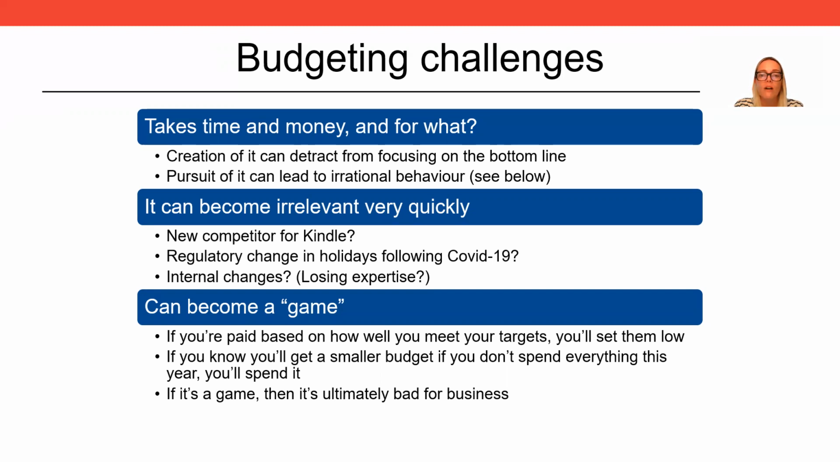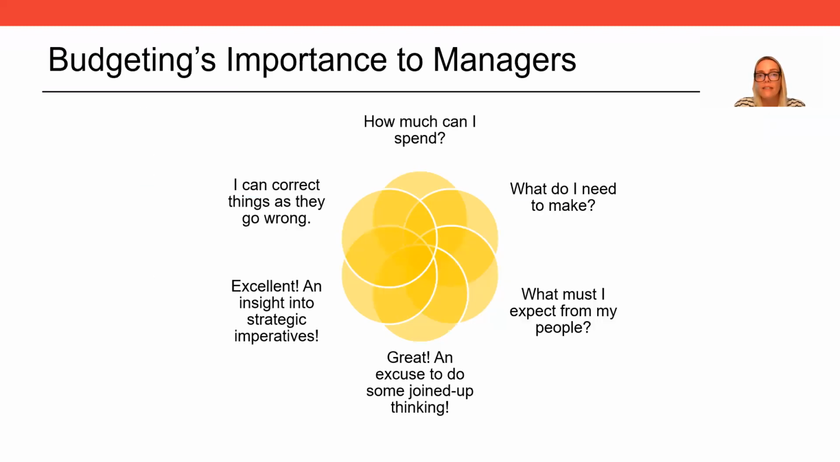It can also become a game. So if you're paid based on how well you meet your targets, then you tend to set your targets low. So if you're paid for meeting but not exceeding your budget, then you will be gaming the system. If you know you'll get a smaller budget if you don't spend everything this year, you'll spend it. I remember working on a project at a university, not LSE, and there was budget left from the project for that particular year. And all of a sudden, we all had new computers because it was either spend the money and then hope to get the same money in future, or don't spend the money and don't stand a chance of having as big a budget in future. Anything that's a gain is ultimately bad for business.